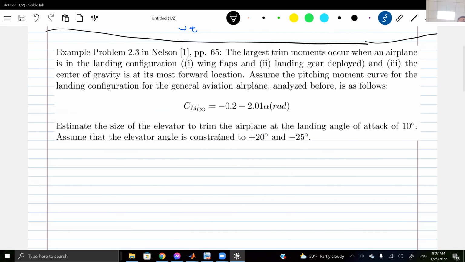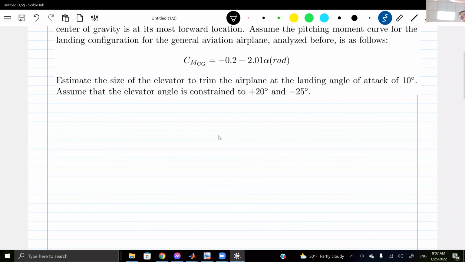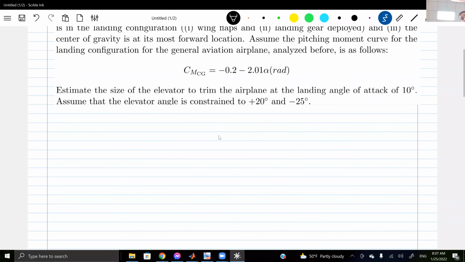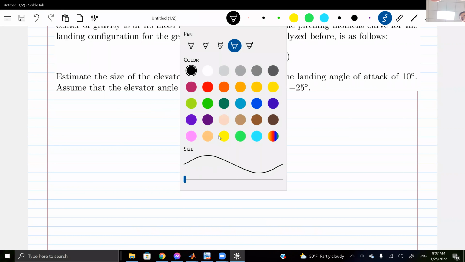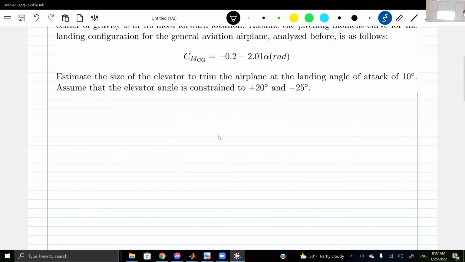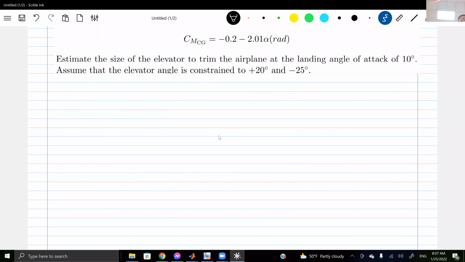Because what is unique at landing that gives us this hurdle? Remember, I need to balance the airplane at every flight condition. And here is, maybe, my CM alpha curve, CM at the CG.